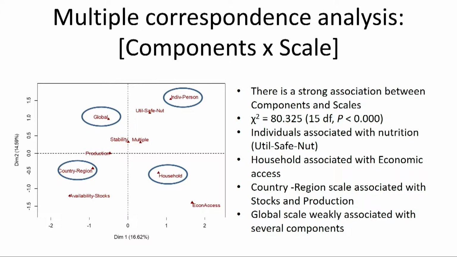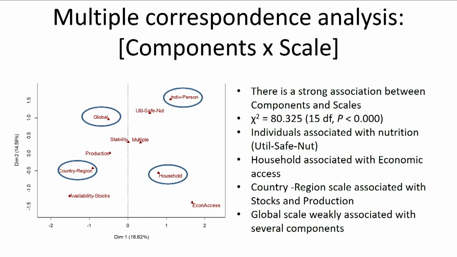And here I'm using as a contingency table the cross between the components of food security, so you remember there are 7 of those, and the scales of food security, the scales at which food security is studied. So it can be the individual, the household, the country region, or the global scale.